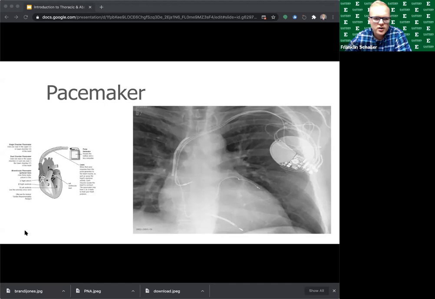That's just a pacemaker implanted in the left chest wall there. And I can see it has 3 leads, and those 3 leads are going to be attached to the right atrium, the right ventricle, and the left coronary sinus.